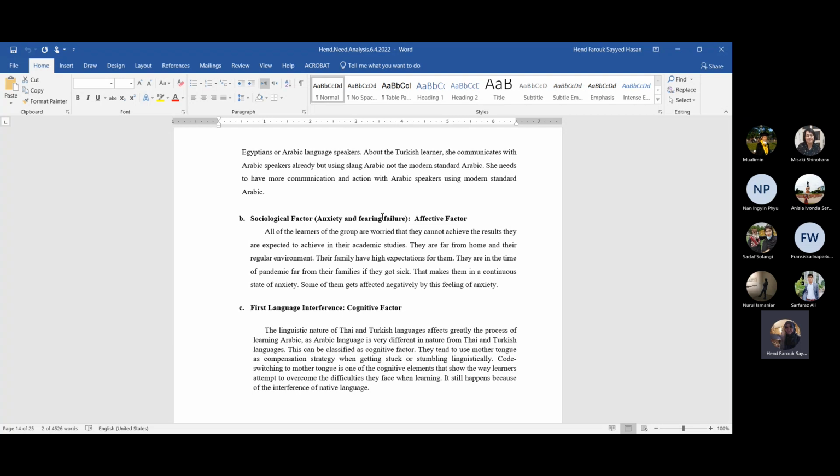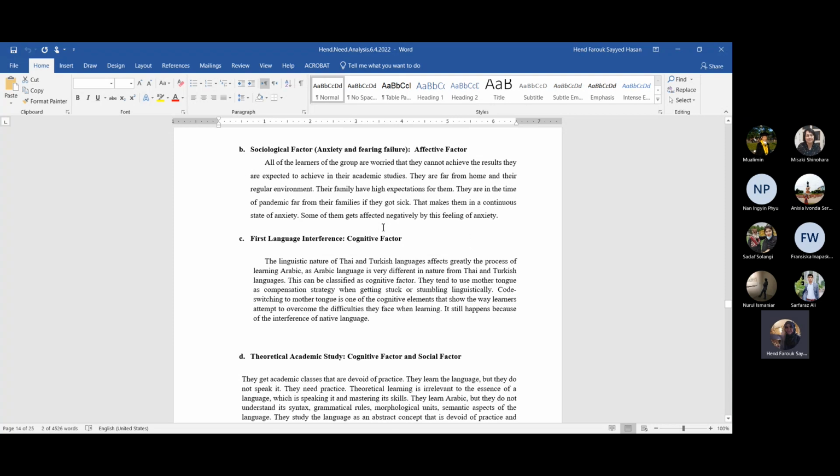Sociological factor. I mean, first, the psychological one. First, language interference, because for the Thai students, they speak Thai, especially the Thai students. Their Thai language has a linguistic nature that affects the Arabic language. So they code switch to their mother tongue, most of the time, because it's harder for them to speak in Arabic. So they still communicate, but they have interference of their native language affecting the process of learning.